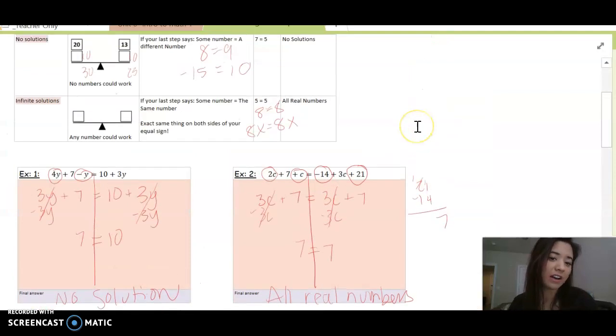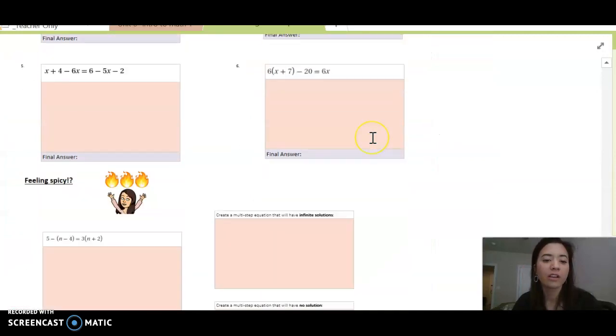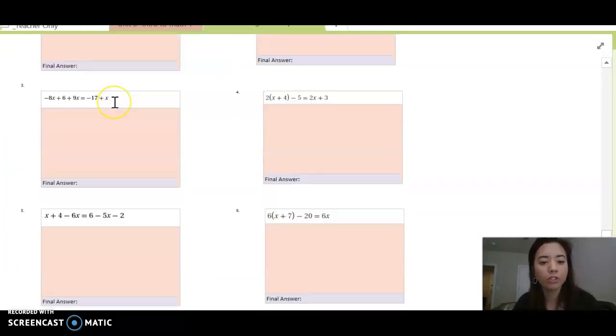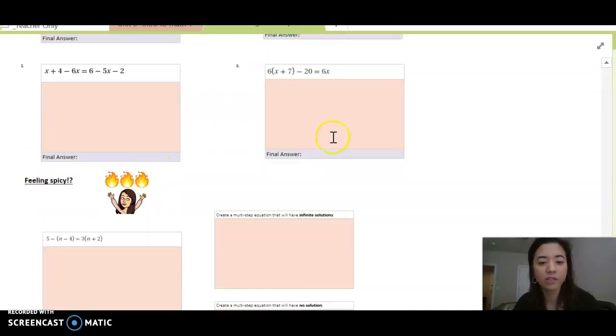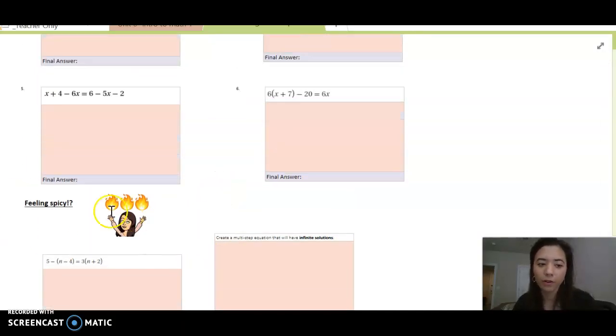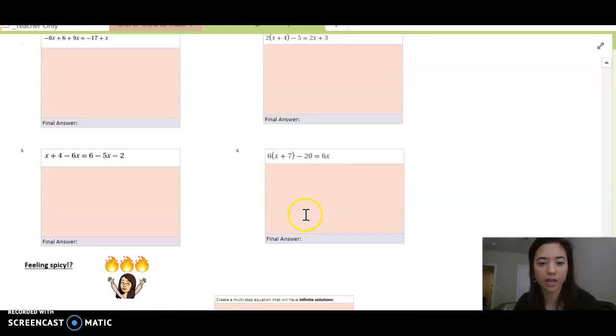All right, check it out. If you made a mistake, go back, fix your error, find out what you did wrong, and please correct it. And once you are finished with that, there are a few independent practice problems here. I want you to get through all 6 of these. If you're feeling spicy and like it wasn't challenging enough, please come down here. But if you're not feeling up for that, that's okay. I do need you to complete 1 through 6, however.